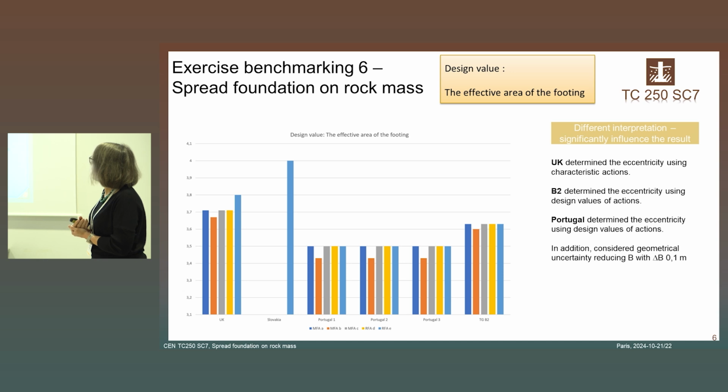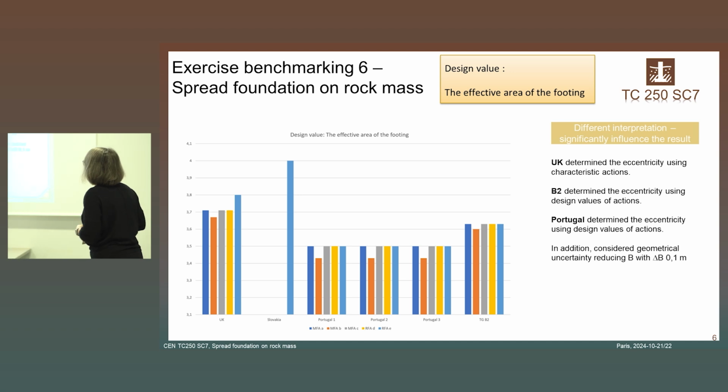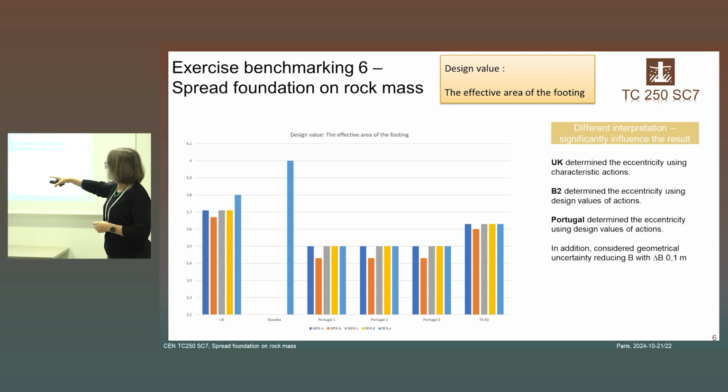So looking at the effective area of footing, because that's actually one of the things that I realize now, that we need to get a common understanding on how to do this as well. It seems to be basic for our geotechnical engineers, but still I think we have to be clear on it. UK determined the eccentricity using characteristic actions. TDB2 determined the eccentricity using design values of actions. Portugal determined the eccentricity using design values of action. In addition, there is a consideration of geometrical uncertainty, reducing the B with this delta B 0.1. And that's why we see differences.